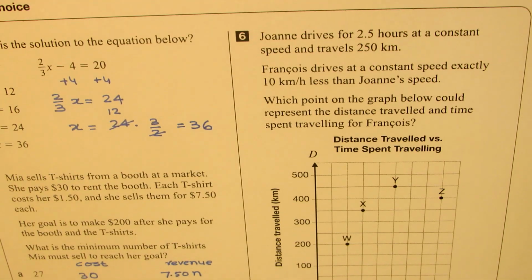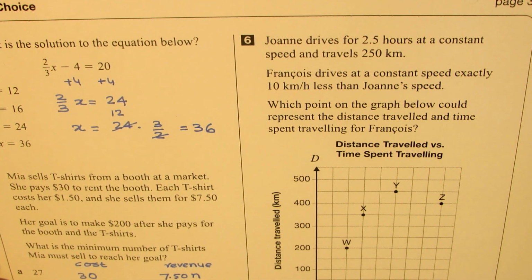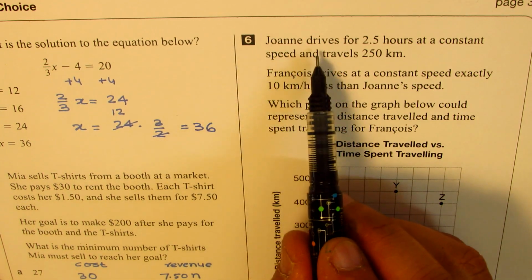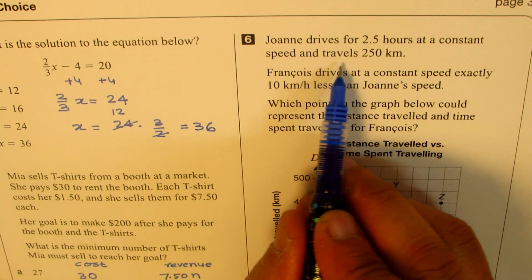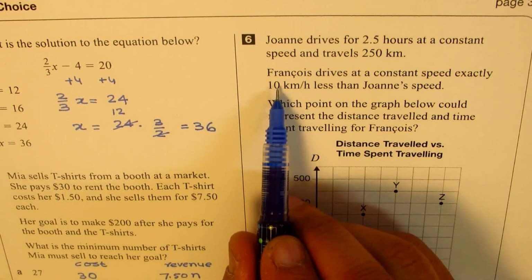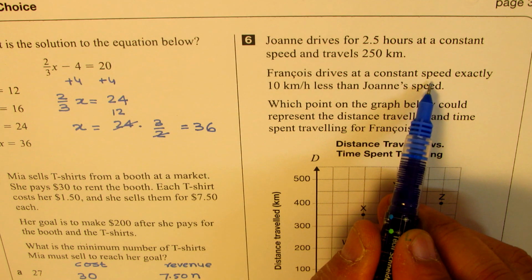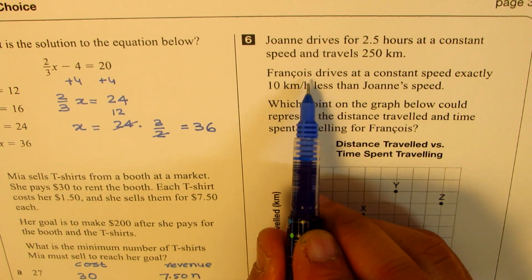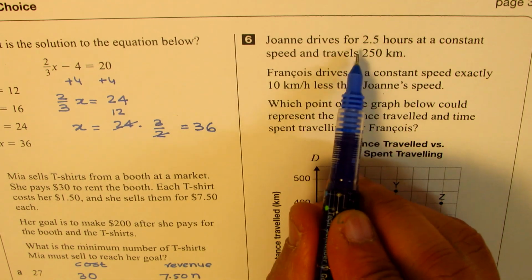Now let's look into question number 6, which is again a word problem. It says, Joanne drives for 2.5 hours at a constant speed and travels 250 kilometers. Francis drives at a constant speed exactly 10 kilometers per hour less than Joanne's speed. Okay, so let's figure out the speed here.